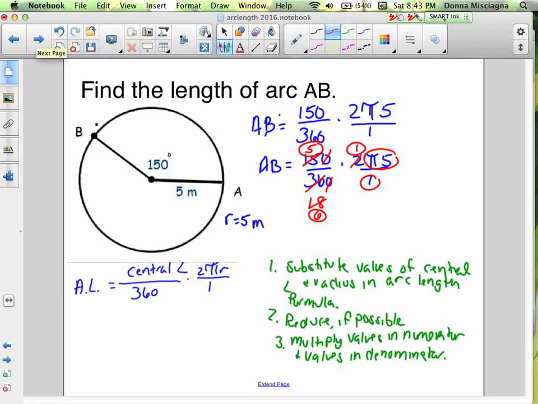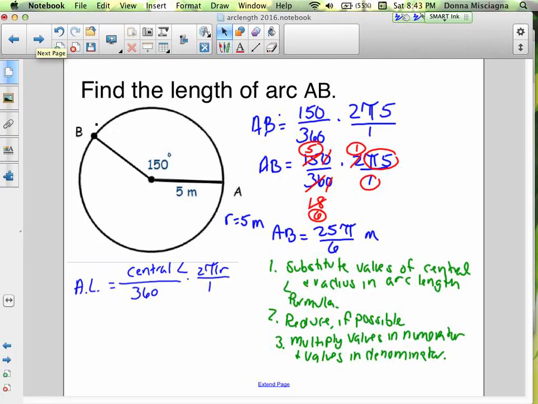So that means that AB, the length of AB, is, I've got 5 times 1, that's still 5, and 5 times pi is 5 pi. 5 pi times 5 is 25 pi. Right? So I've got 5 times 1 times 5, that's 25, and then times pi. In the denominator, we have 6 times 1, that's just 6. There's our answer. 25 pi over 6 is the arc length, but don't forget your units. This is in meters. And that's it.